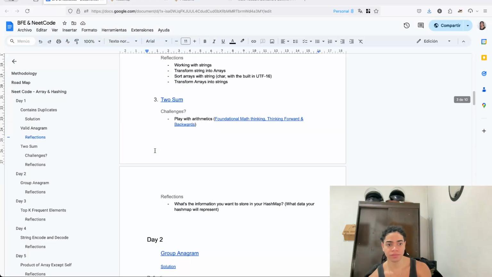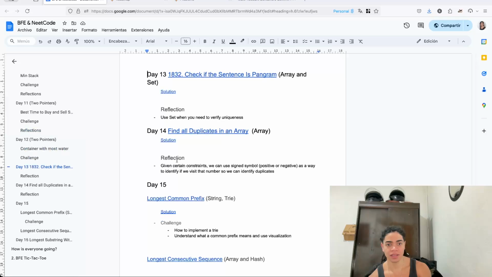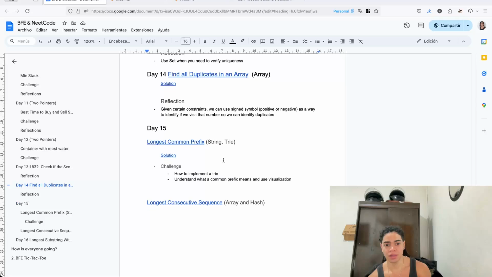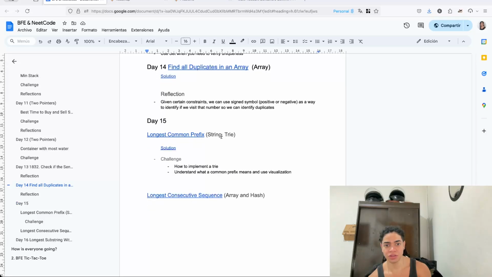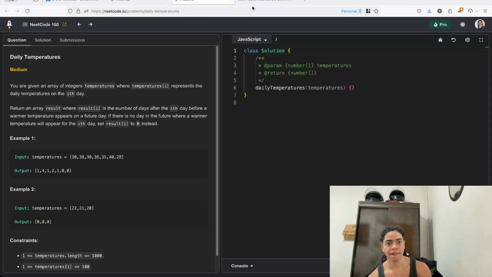We actually solved other particular problems like that, like check if a sentence is a pangram, which is arrays and sets. Find duplicate in an array. Longest common prefix, we can use strings and a trie for that. And then there you go. You are given, okay.